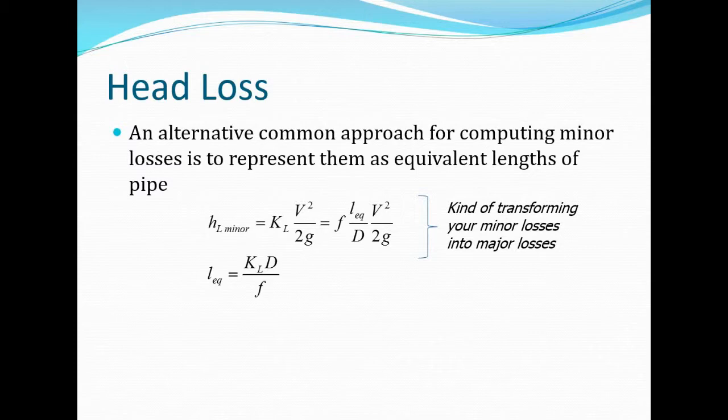So an alternative approach for computing minor head losses is to transform them into equivalent lengths of pipe. But in all honesty, most of the time you see this approach where you just do the KL. You put that in as the head loss. But if you want, you can turn it into an equivalent term like so, where this is not a real length, it's just the right length to give you the same value as over here. So mainly we look up the KLs and we use these, and we don't do this one too much.